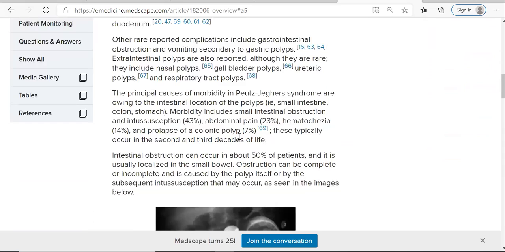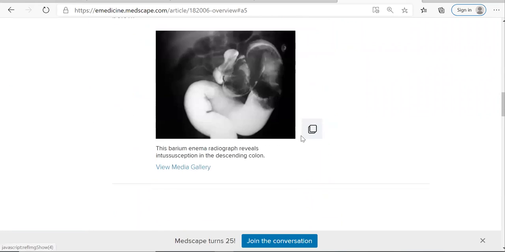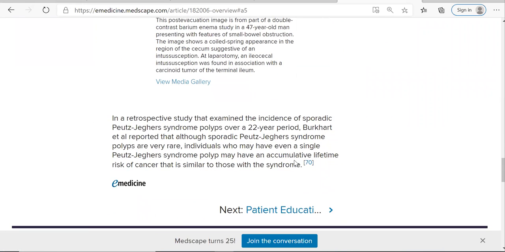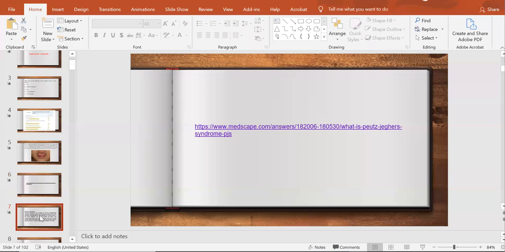And if you come here, intestinal obstruction can occur in about 50% of patients, and it is usually localized in the small bowel. So small bowel obstruction is more common in a Peutz-Jeghers syndrome patient. Clear? So this was mainly what I wanted to discuss with you.